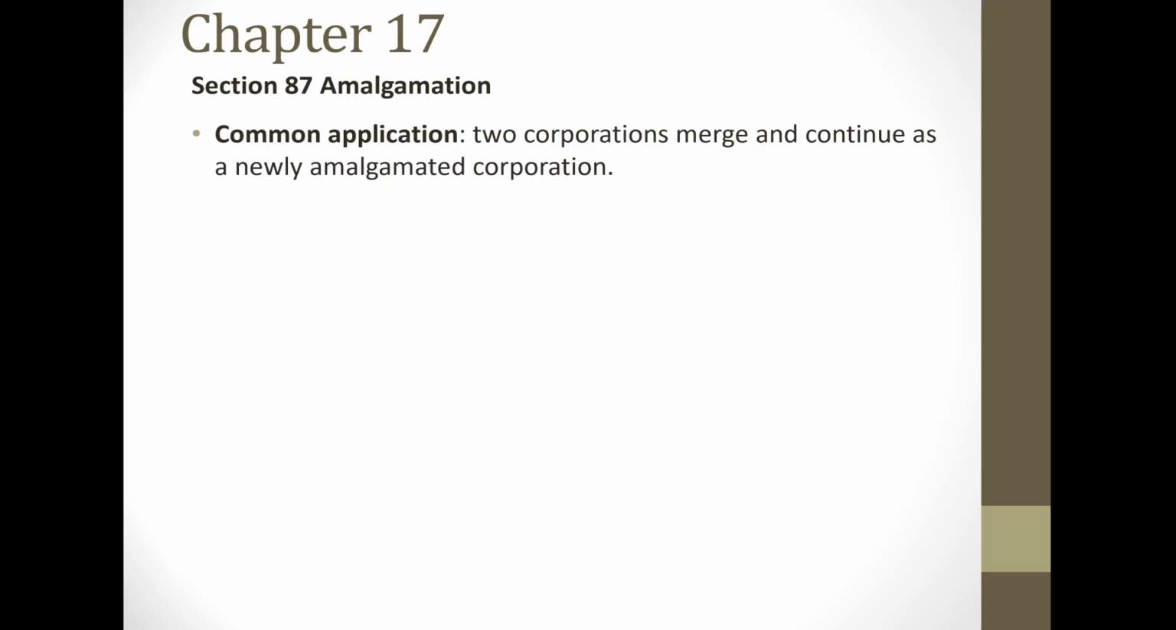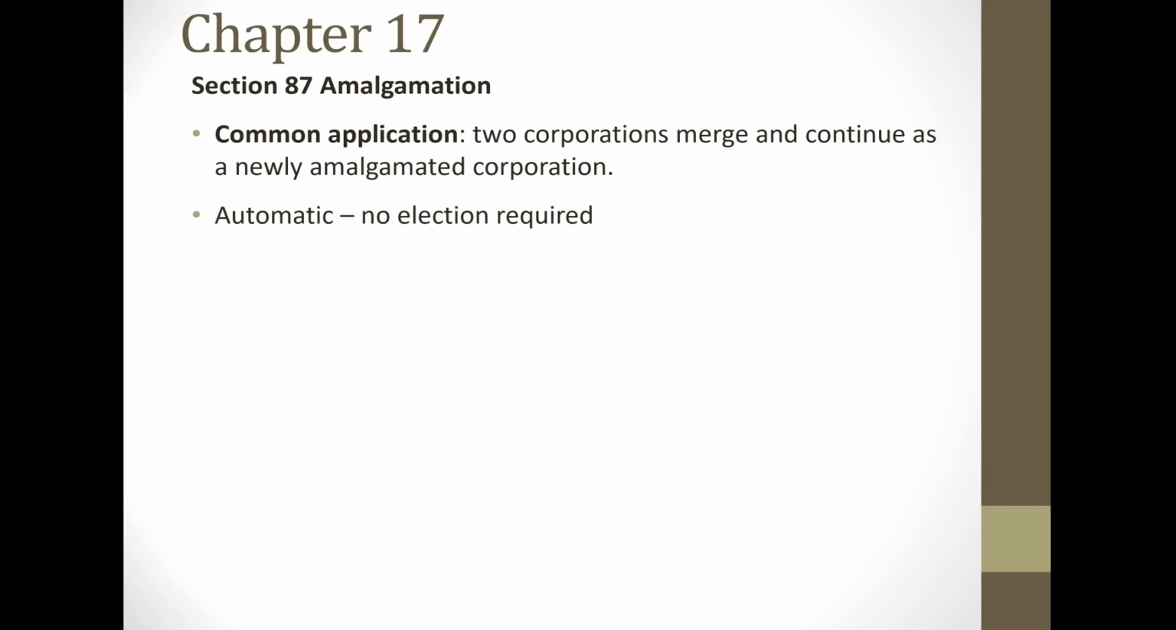Now, the common application is there are two former companies that are going to merge and continue on as a new corporation. So we might have Company A, Company B. They're two separate corporations. They decide for business reasons that they want to merge and form Company AB Limited, a newly amalgamated corporation. And the former companies, Company A and Company B, will basically be dissolved.